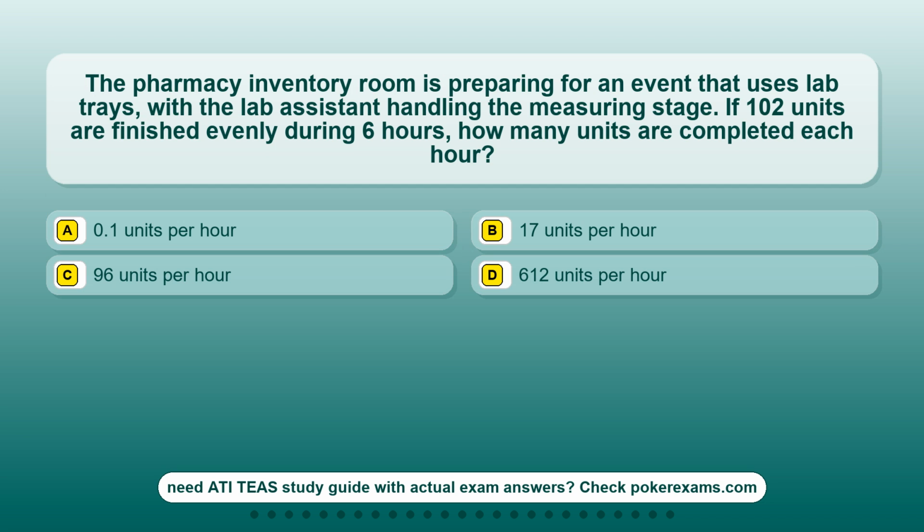The pharmacy inventory room is preparing for an event that uses lab trays, with the lab assistant handling the measuring stage. If 102 units are finished evenly during 6 hours, how many units are completed each hour?